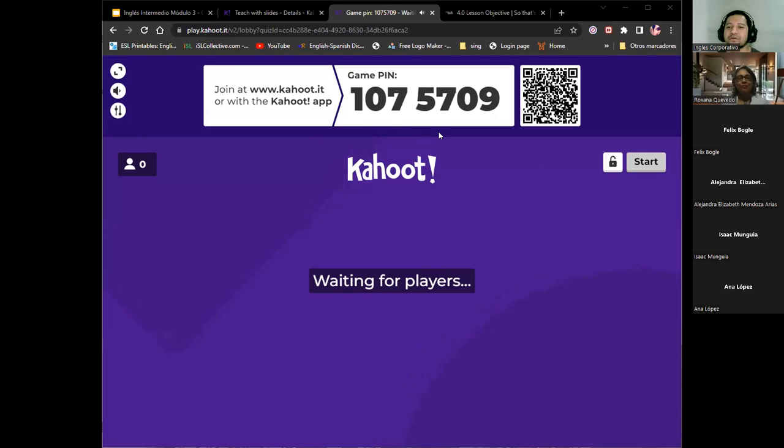You need to, if you have a QR, si tienen una aplicación QR, nada más pueden ponerla aquí. O si no, si tienen su computadora o su celular, pueden ir a kahoot.it. Y ahí tienen que poner ese número, que es el game pin. Tienen que poner 107-5709. Entonces lo pueden hacer desde su celular, o desde su computadora o tablet o lo que estén utilizando.